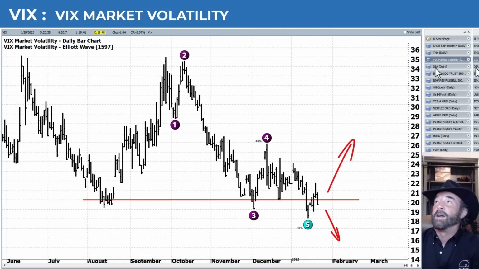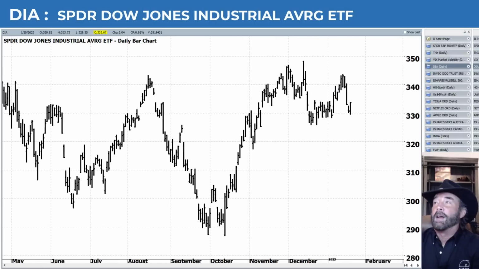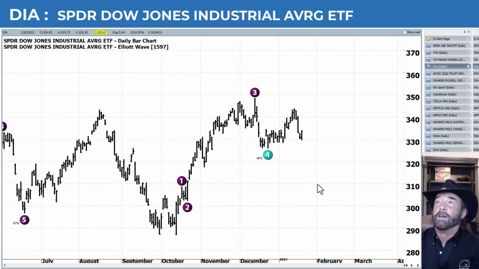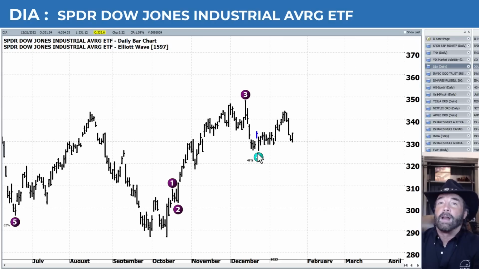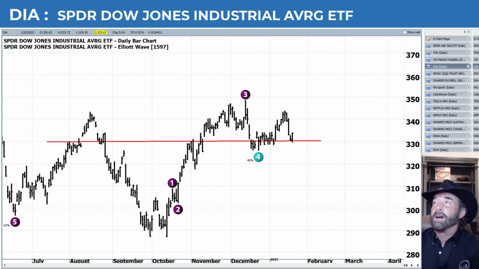And then if we take a look at our other markets, looking at the diamonds, you can see that we have this really nice setup on the wave 4 right at a 50% correction. We came down, hit this area of support at 330. It was really important for the Dow to hold 330, moving back down, testing that area, and then bouncing back to the upside. So potential to move back higher there.